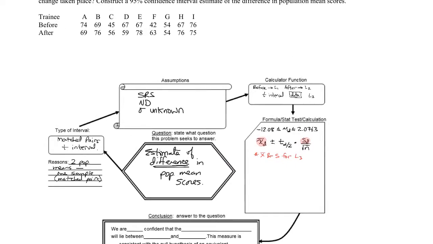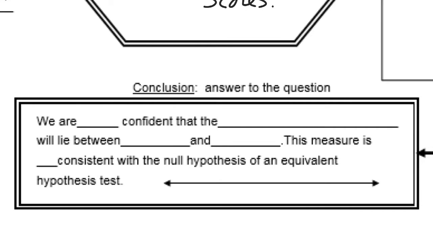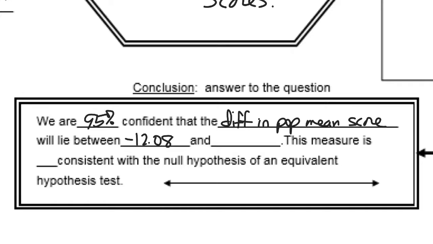Now we do have to answer a question. Has any statistically significant change taken place? All right. We'll get to that in a minute. But for now, our templated conclusion: we are 95% confident, hopefully, that the difference in population mean score will lie between negative 12.08 and 2.0763.